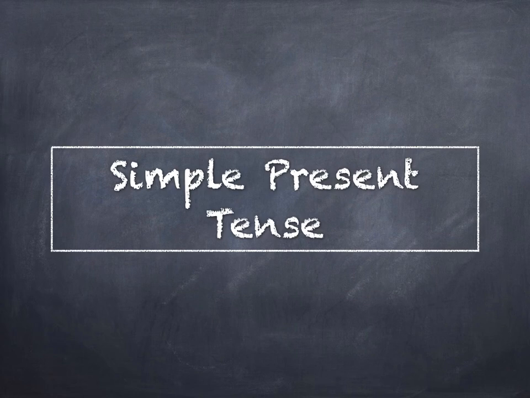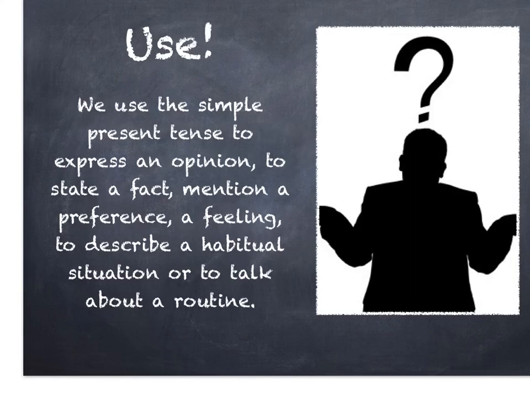Let's start today with the simple present tense. Now, what is important to remember is, whenever you want to use a verb tense, no matter which one, when and how to use it properly. About the simple present tense, you want to use it to express an opinion, to state a fact, to mention a preference or feeling, to describe a habitual situation, or to talk about a routine.